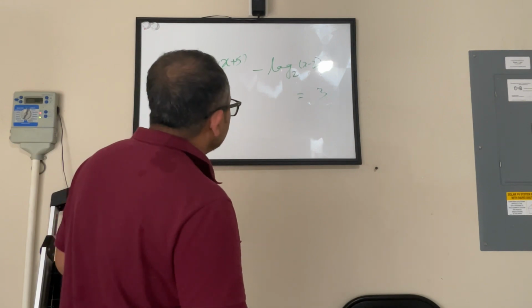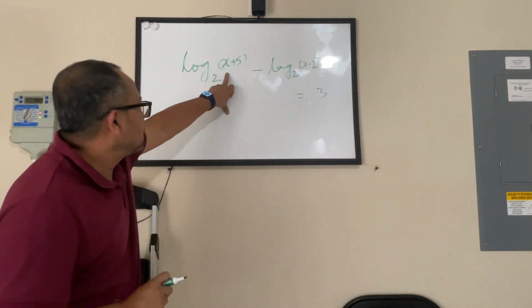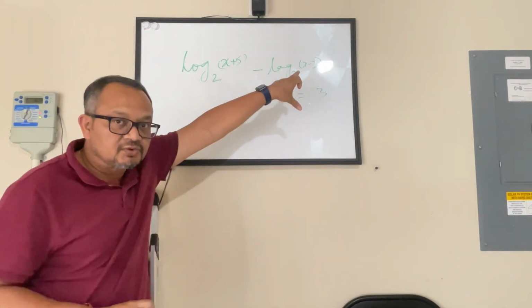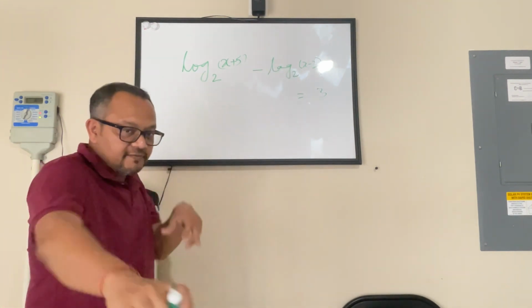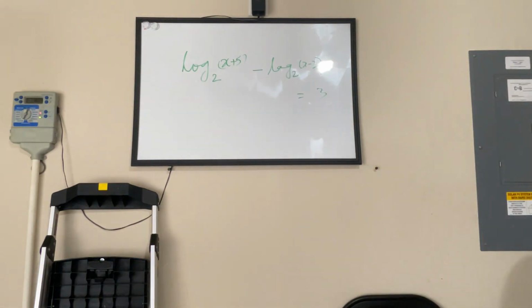Are you sure this is the right question? Log base 2 of x plus 5 minus log base 2 of x minus 2. Okay, you try solving it. I'll tell you why I'm asking that question even. To me, it seems like this question is not correct.